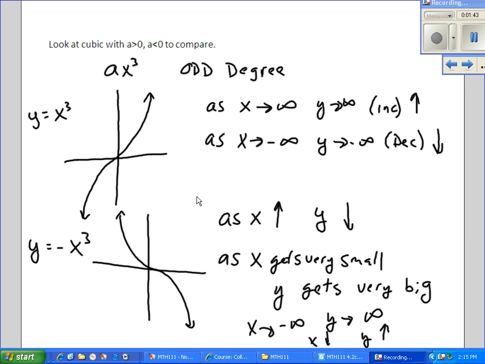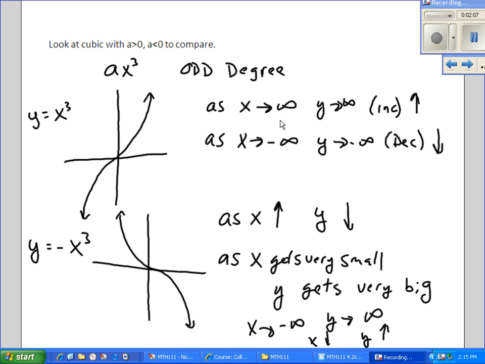If you're familiar with cubic functions, something like a times x cubed, this would be an odd degree, since the degree is going to be 3, an odd number. And the graph of x cubed, if the leading coefficient is a positive 1, is going to be increasing as we go to the right and decreasing as we go to the left. And if we look at negative x cubed, it's increasing on the left and decreasing on the right.